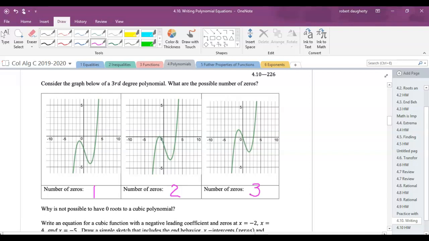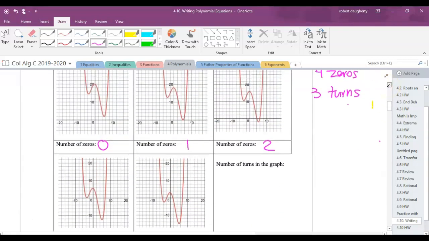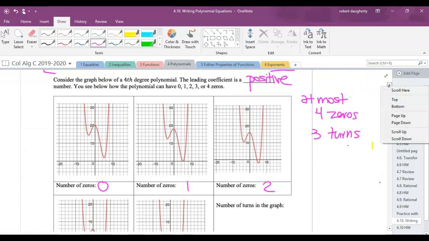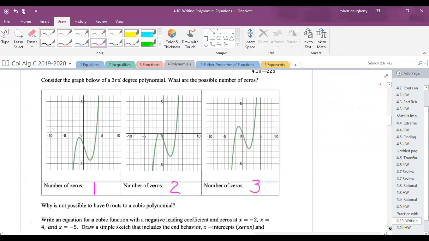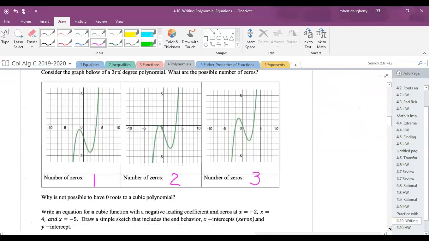Now, if you go back to that fourth degree polynomial, remember the first one had how many zeros? None. There were no zeros, okay? Is it possible that a third degree could have no zeros? Why not?